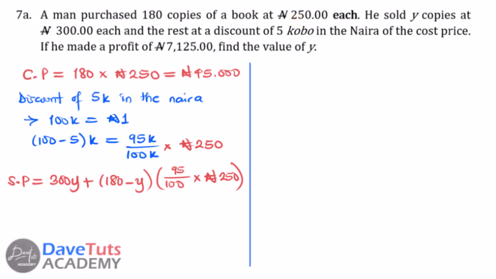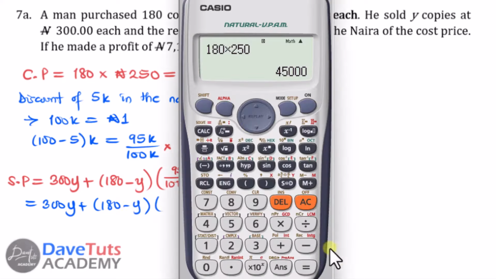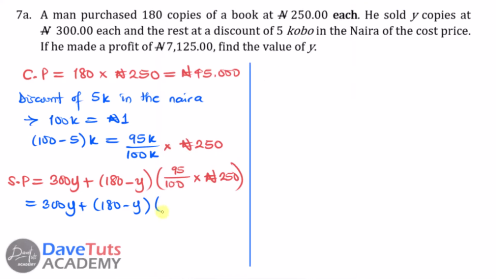Okay, so this is what we now need to open up and break down. Our cost price is going to be nothing but 300Y plus, now let's evaluate this, 180 minus Y multiplied by the answer here, that is 95 divided by 100 multiplied by 250. Okay, so this is 237.5. So we can say we want to open our bracket.